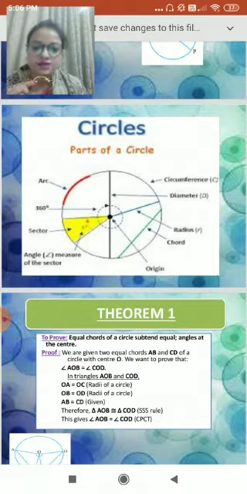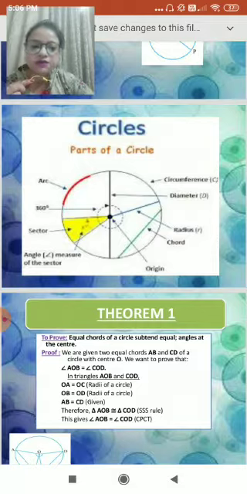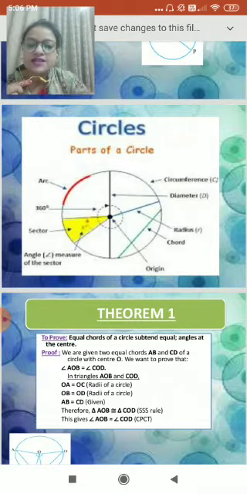Half the diameter is the radius, and you can see a green line. The green line is called the chord. And what is a chord? A chord is a line which touches the periphery of the circle, but it does not necessarily have to pass through the center. Then you have a sector, painted in yellow. The sector is formed by an arc and two radii. So two radii and an arc form the sector.